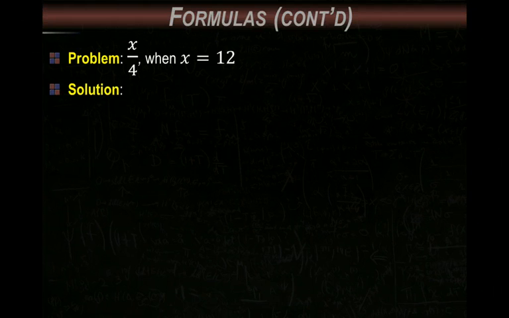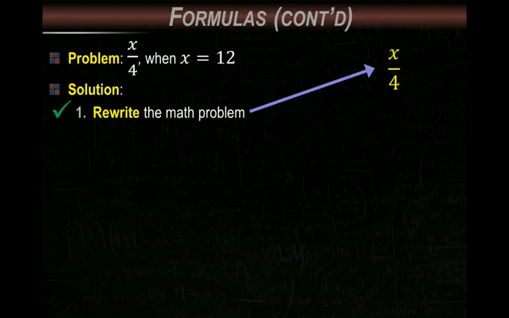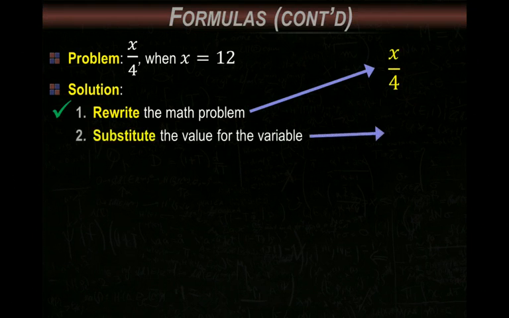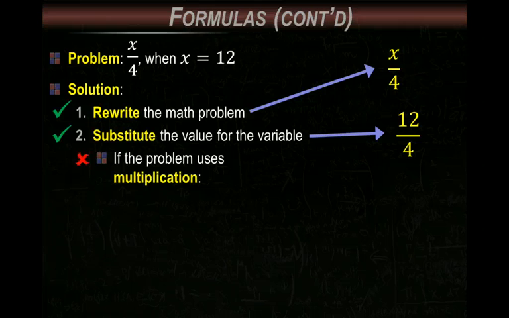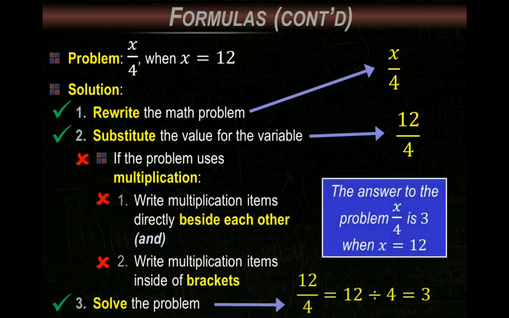All right, now this one. X over 4 when x is 12. Rewrite the problem. Substitute in the value. Now, this is a fraction, but we know from our last unit, no multiplication, so we don't have to worry about that. But in our last unit, we learned that fractions are division. That's what they mean. So this means 12 divided by 4, which is 3. We're done.